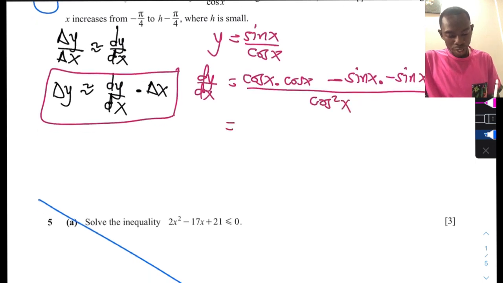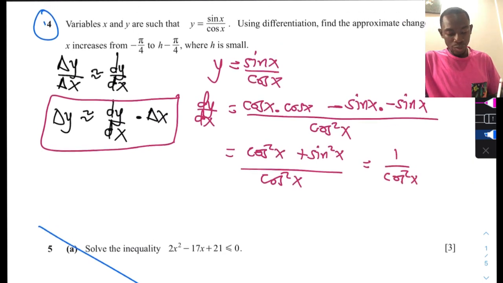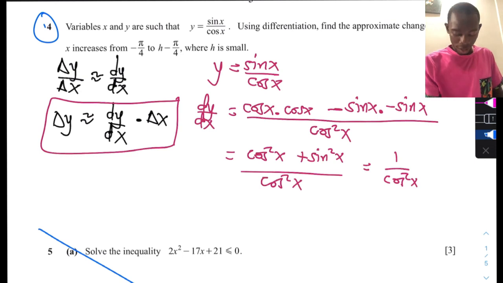So that means that you have cos square x plus sine square x all over cos square x. But you know, cos square x plus sine square x is 1, so you have 1 over cos square x, and that is basically sec squared. Well, I'll just tell you not to convert it to sec or anything like that. Just keep it like that.